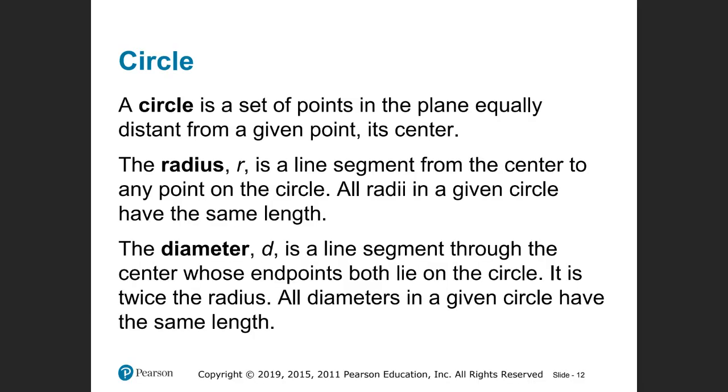Next, a circle. A circle is a set of points in the plane equally distant from a given point, which is called its center. The radius r is a line segment from the center to any point on the circle. All radii, that's the plural of radius, in a given circle have the same length. The diameter d is a line segment through the center whose endpoints lie on the circle, and is twice the radius. All diameters in a given circle have the same length.